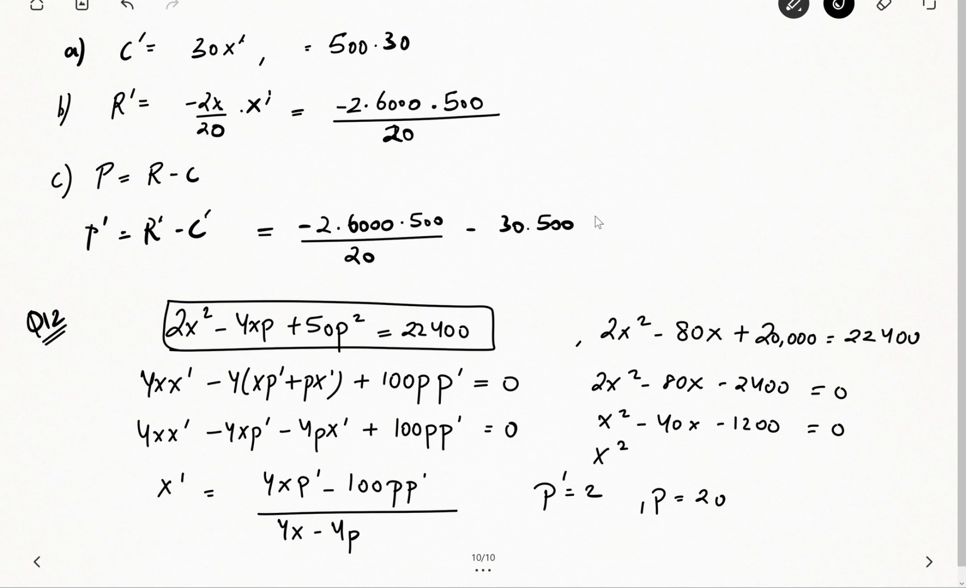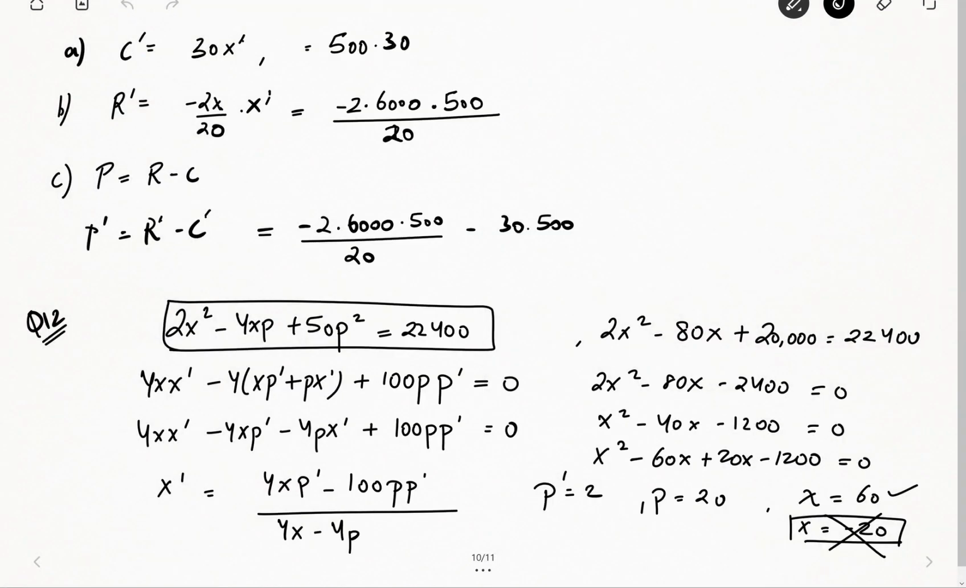x squared minus 60x plus 20x. So x could be either 60 or negative 20. We're going to reject this one because it's not possible for demand to be negative. I'm going to pick this one. So now when you're evaluating it, your x prime is just going to be 4 times, let me copy the expression down so it's easy for us.